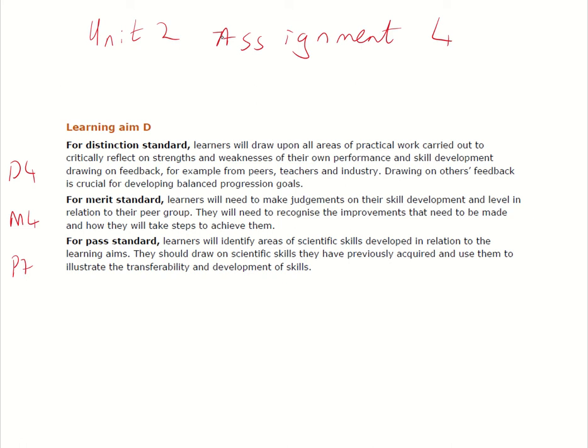Learners will identify areas of scientific skills developed in relation to the learning aims. Now, I always take this one with a pinch of salt. I think strictly it's meant to just be looking at Unit 2, but I'm always perfectly happy for students to incorporate things that they've developed from other units. As long as there's one or two from Unit 2, I'm perfectly happy for things from biology or physics units to appear within there.